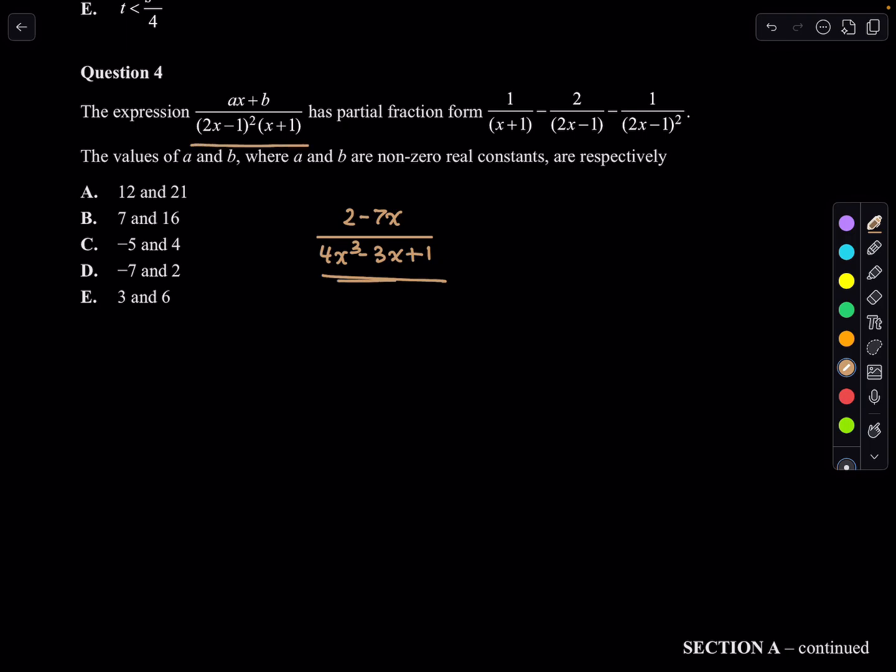We know this bottom part is equal to this. So we can just substitute that, so it's the same as 2x minus 1 squared, x plus 1. What is our a and b values? Well, a is negative 7, and b is equal to 2. Which one's that? Negative 7, 2, which looks like D.